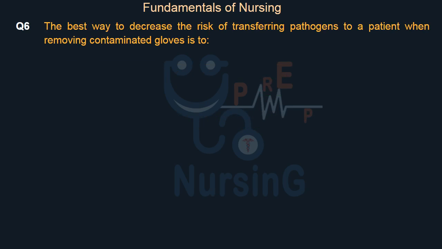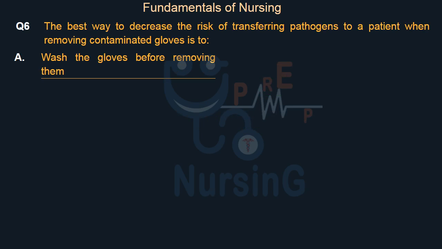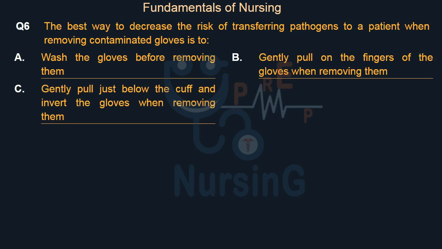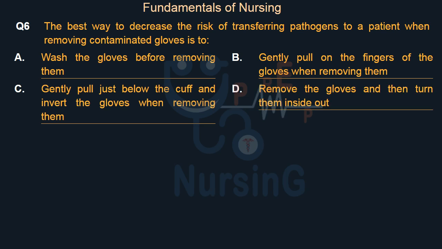The best way to decrease the risk of transferring pathogens to a patient when removing contaminated gloves is to Option A. Wash the gloves before removing them. Option B. Gently pull on the fingers of the gloves when removing them. Option C. Gently pull just below the cuff and invert the gloves when removing them. Option D. Remove the gloves and then turn them inside out.